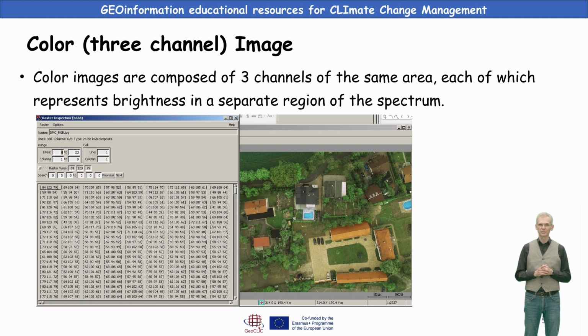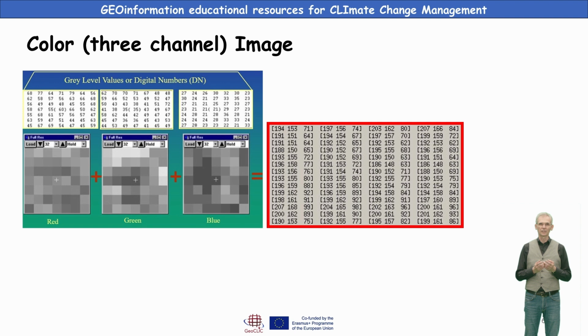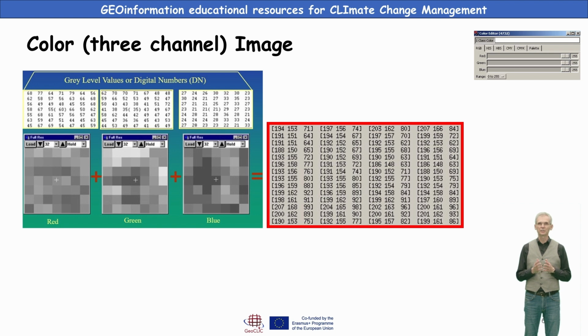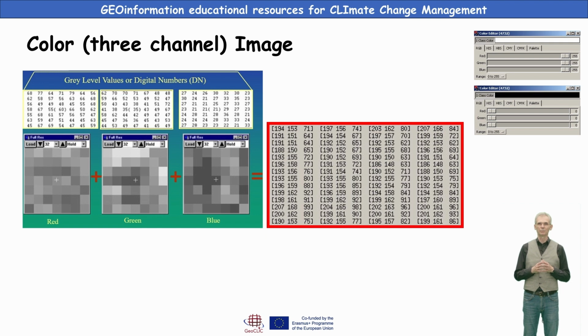Unlike them, color images consist of 3 multispectral channels showing the same area, each representing intensity in a different region of the spectrum. Unlike single channel digital images, whose elements of the matrix are scalars, the elements of a color digital image are ordered triples. 3 pixel values, as you can see in the image. In the upper left corner of this slide, you can see displays of 3 multispectral digital images and their visualization.